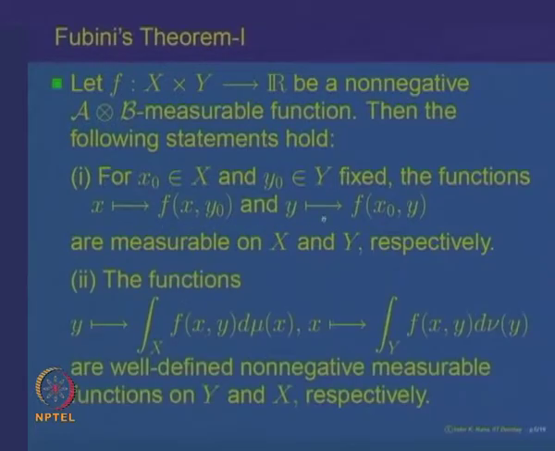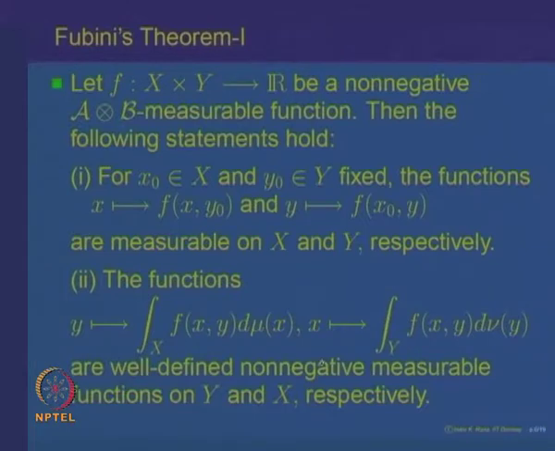And these are non-negative functions. So, you can integrate them out. So, if you integrate this function x going to f of x y naught with respect to mu, then that gives you a function which depends on y. So, the function y going to the integral over x of f x y d mu x. So, you integrate out the variable x, this gives you a function of y, and similarly you integrate out f x y with respect to the variable y, you get a function of x. So, the claim is these two are well defined non-negative measurable functions on the respective spaces.